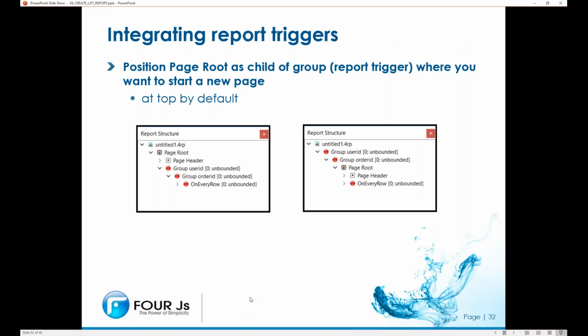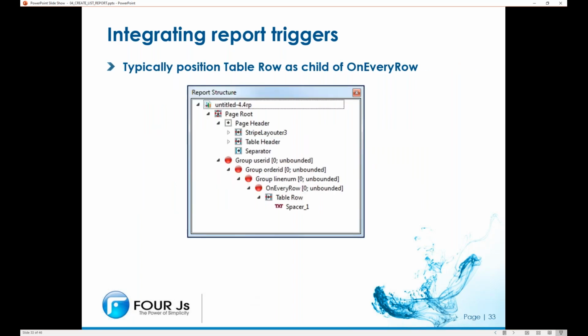So that's the concept of the report triggers, when you want to trigger something because of a change in the data that's coming across based upon that trigger. I've just shown you a simple example using the page route. When we're building a list report, which was what this first chapter was, you're traditionally going to have that table row be a child of on every row, but it doesn't have to be.